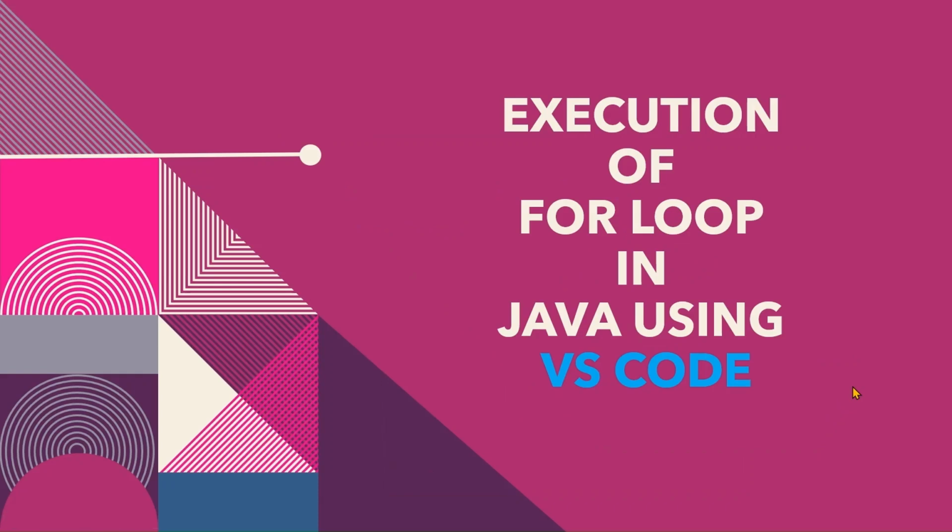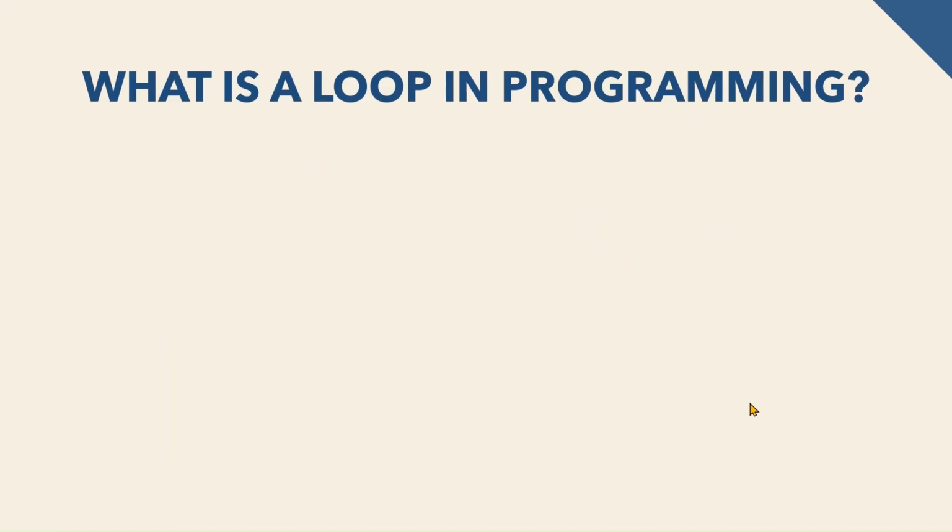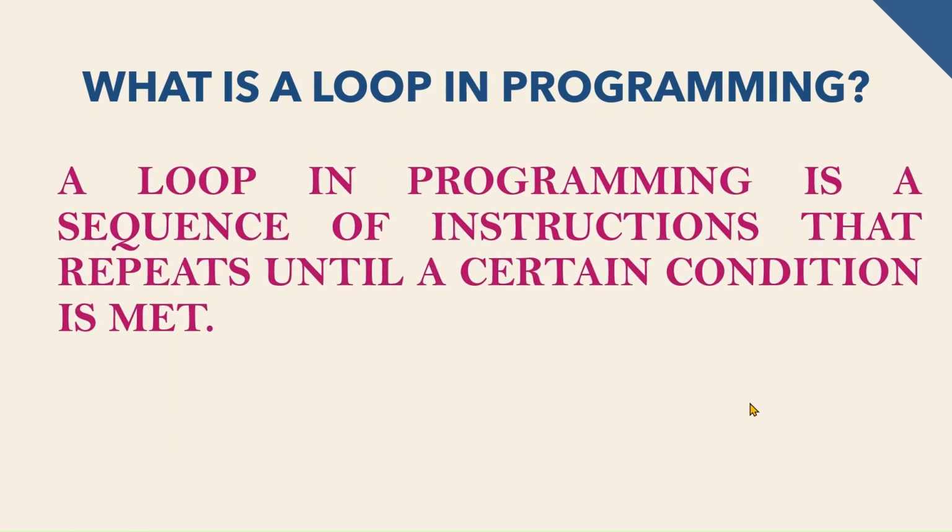Today I'll explain the execution of a for loop in Java using VS Code. What is a loop in programming? A loop in programming is a sequence of instructions that repeats until a certain condition is met.